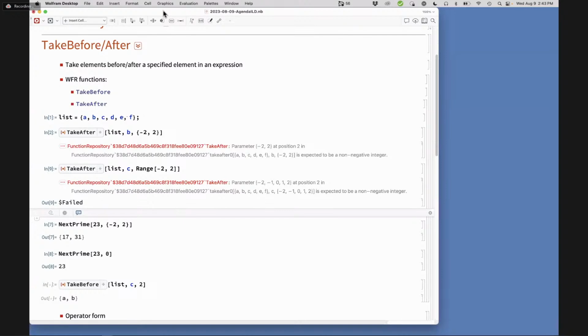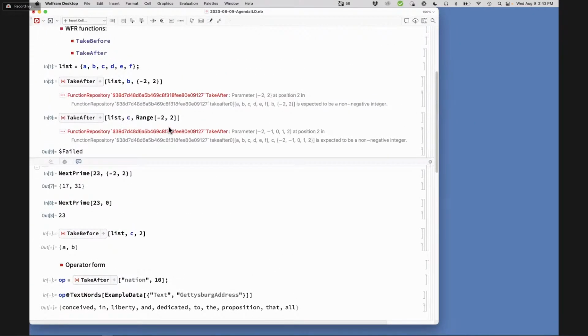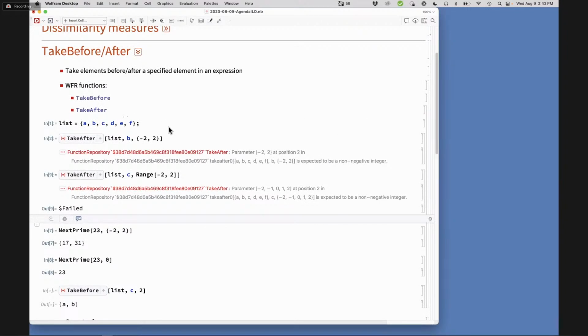Yeah. I guess the use case I was thinking of, we could have 3 functions, right? A take before, a take after, and a take around.